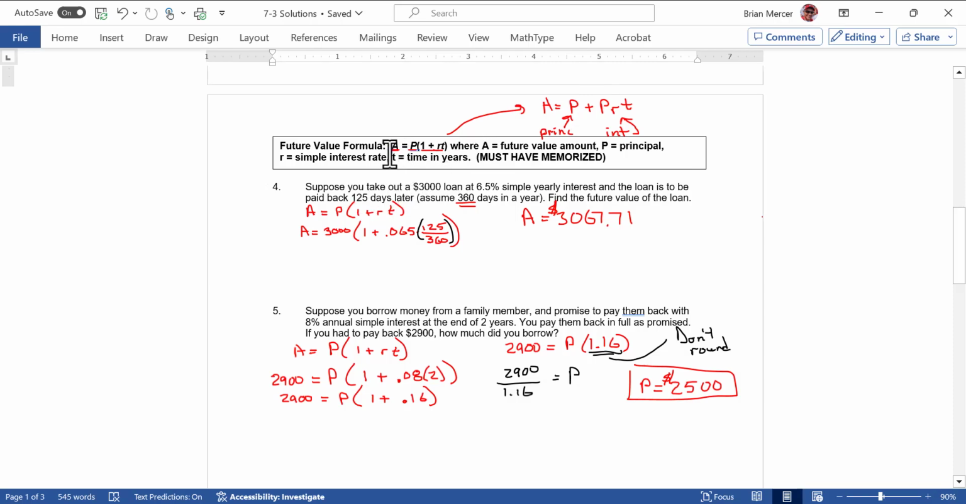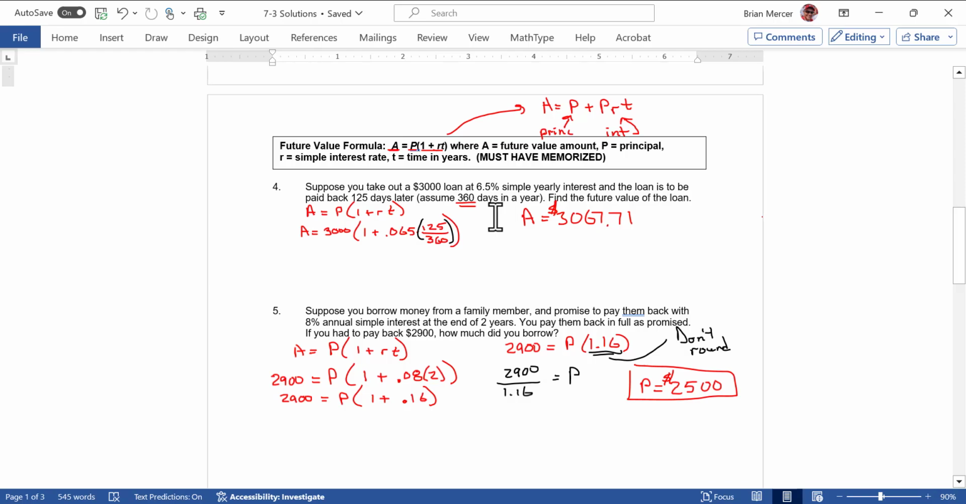So the point here is now we're not necessarily interested in the interest. We're interested in the amount in the account. So that's the future value of the loan. So here, if you take out a $3,000 loan at 6.5% simple interest, then that loan is to be paid back 125 days later.